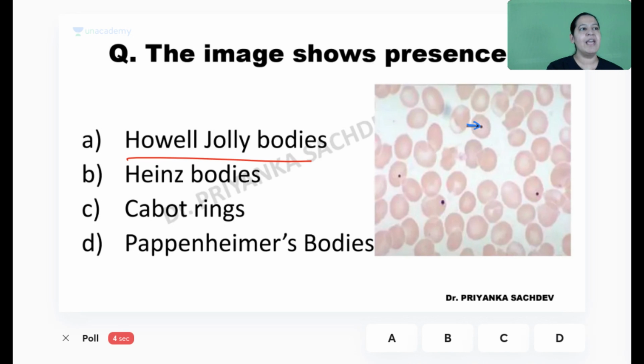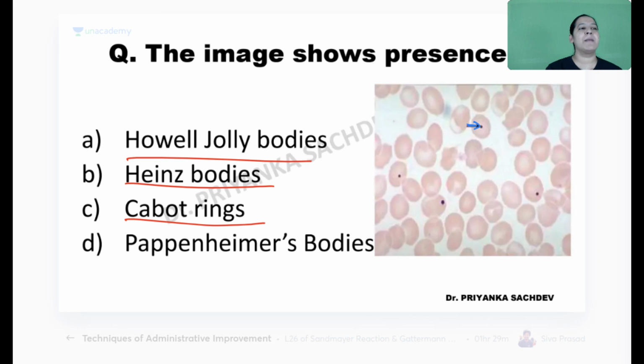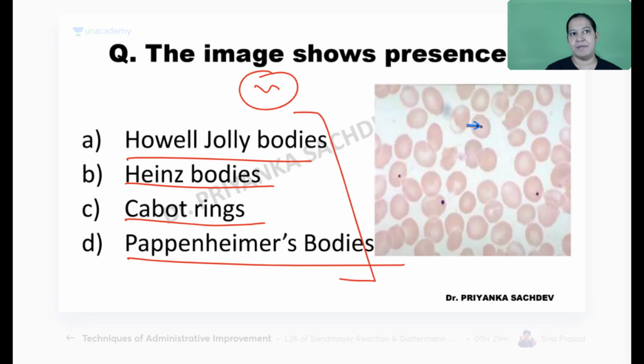Is it marking Howell Jolly? Is it marking Hans body? Is it marking Cabot ring? Is it marking Pappenheimer bodies? Now the inclusions in the RBCs, all these 4 are inclusions in the RBCs. Inclusions in the RBCs are most important for IBQs. So most of you are right.